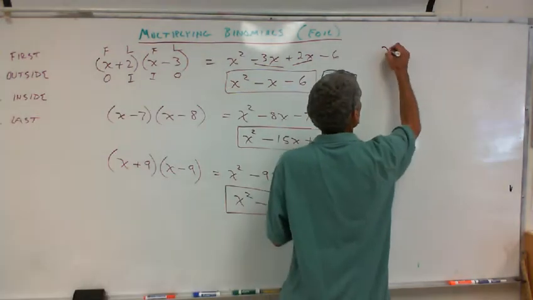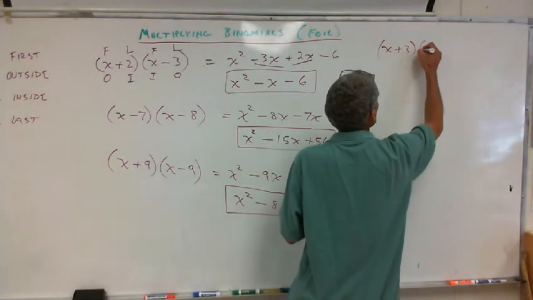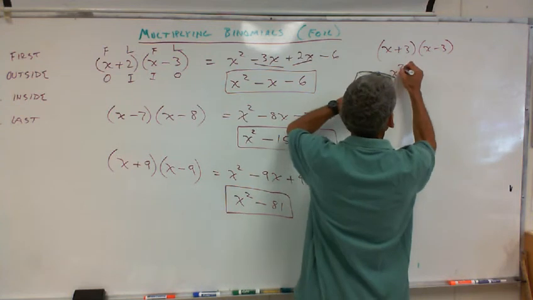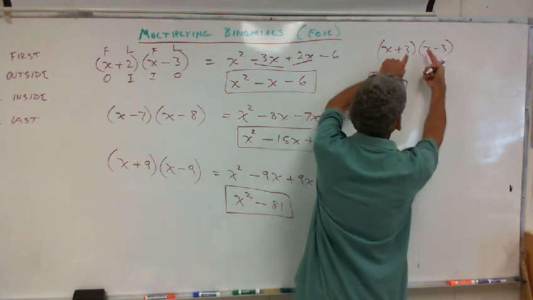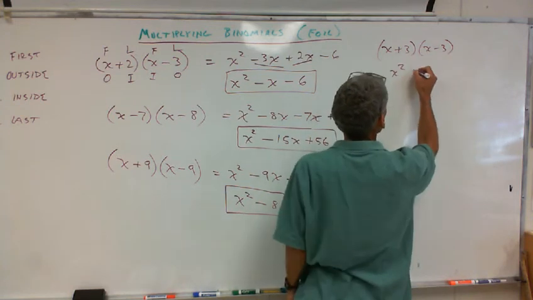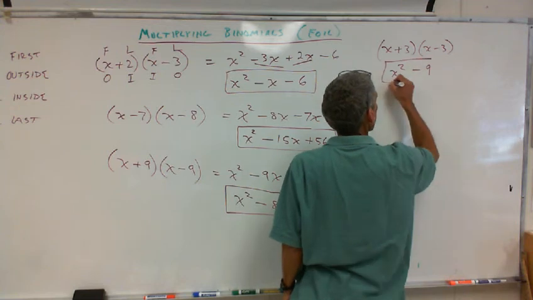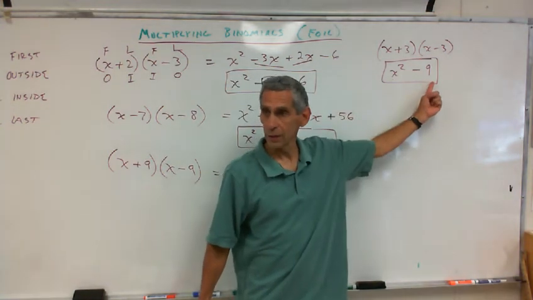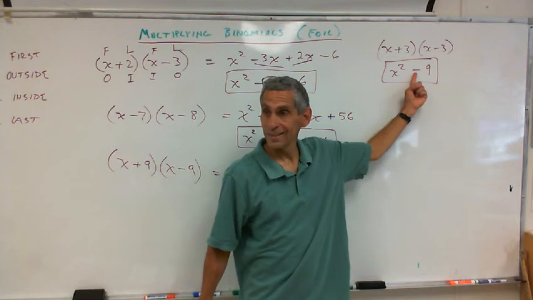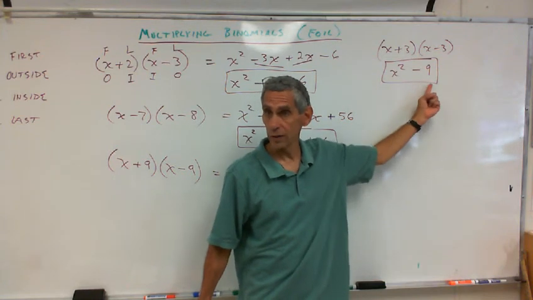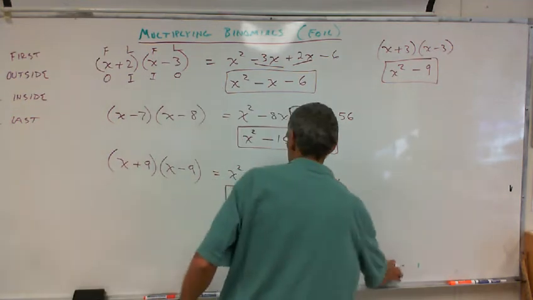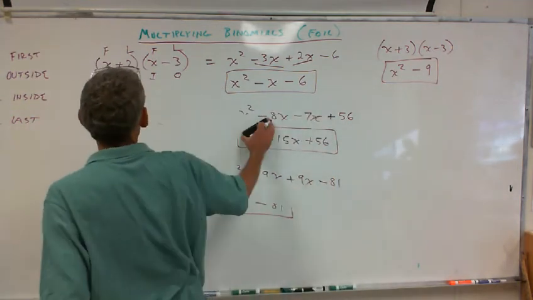x plus 3 times x minus 3, right? Well, x squared plus 9, minus 3x plus 3x is 0. So I'll just say minus 9. Okay? So x squared is a perfect square, and 9 is a perfect square. The minus means it's the difference of two squares, or difference of two perfect squares, right? All right, so now I'm going to erase everything, and we're going to go backwards.